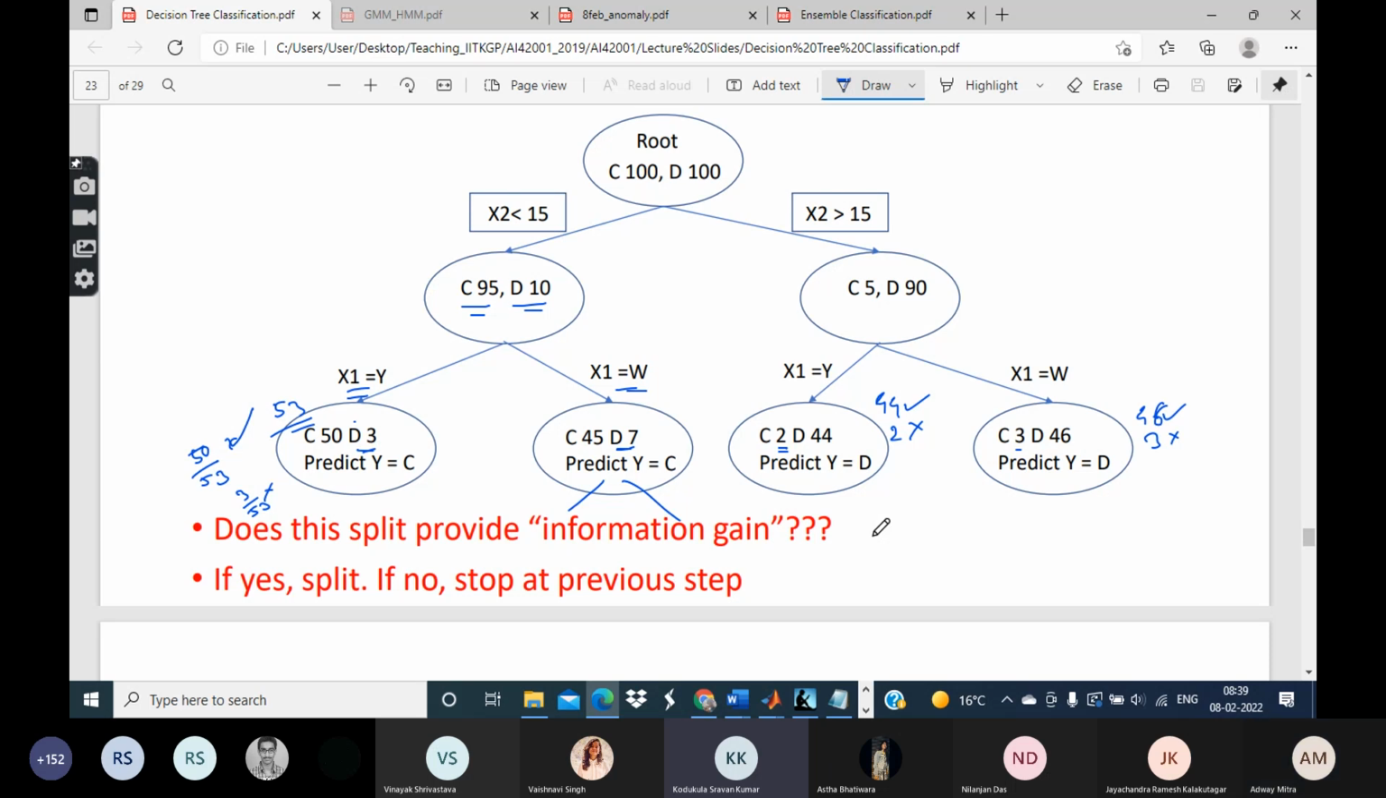Sir, it might end up overfitting to the training data. Yeah, exactly. It may end up overfitting. That is, just to explain that in simpler language.